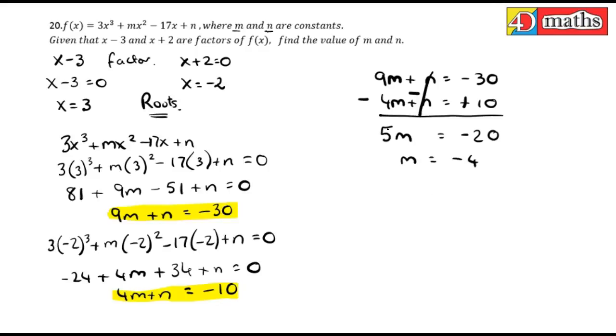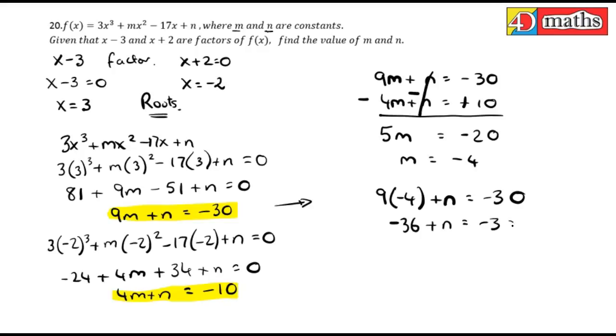And if I resubstitute that back in again, so 9 times minus 4 plus n equals minus 30. So I've taken this line and I substitute minus 4 in. Minus 36 plus n is equal to minus 30. So n is equal to, comes across, n is equal to 6. So there's my two answers for m and n.